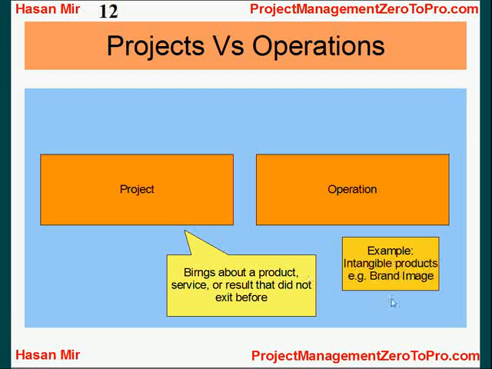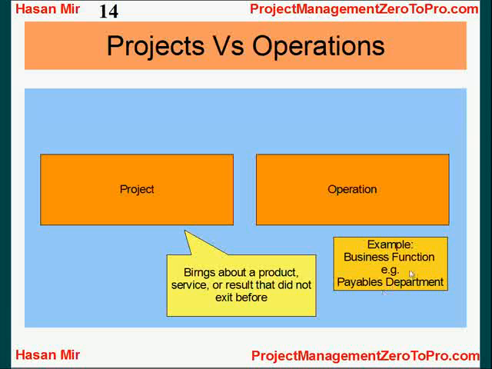Another example: the end result of a project could be intangible, like a brand image that did not exist before, so you can start a project and the end result would be a better brand image in the market. The end result of a project could also be some kind of service that did not exist before. For example, your company never had a consulting department. Now you have a consulting department, and consulting services are provided to the client, and you are able to accomplish that by starting a project.